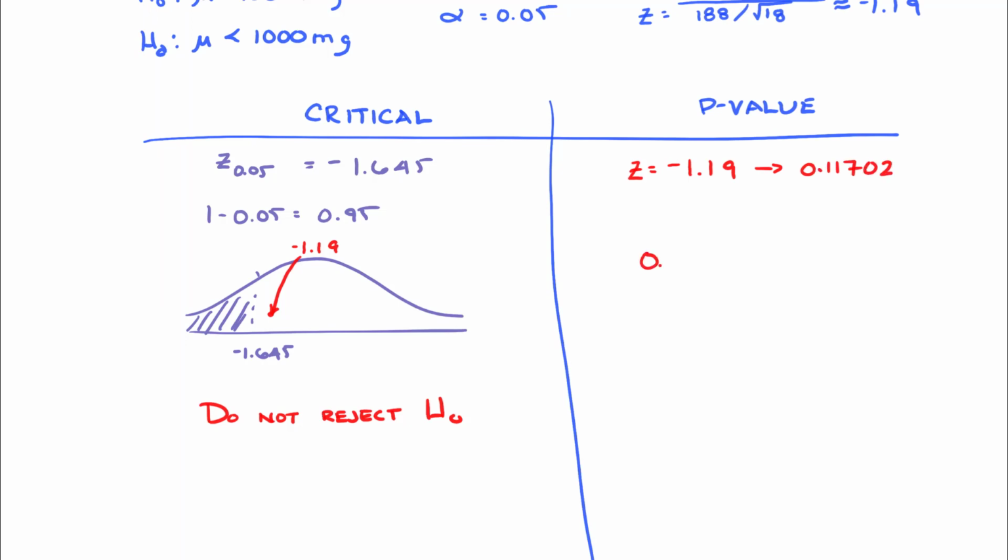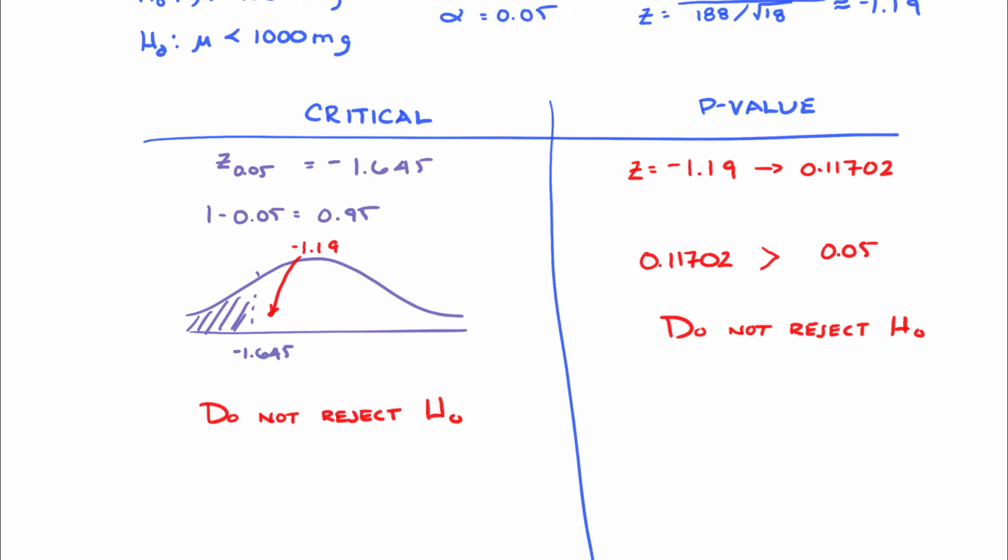We're going to compare that area to our significance level and make the determination based off this information. Since the p-value is greater than our significance level, once again, we conclude that we do not reject the null hypothesis.